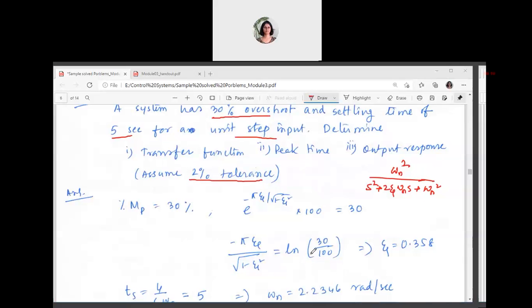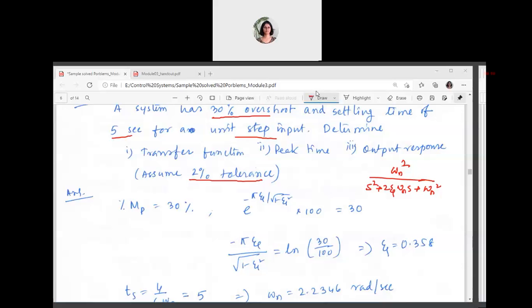So now, once we take this from here, we can calculate the value of zeta. Because it is ln of 30 by 100, this will be negative, the minus sign will get cancelled, and then from there you can find out the value of zeta.